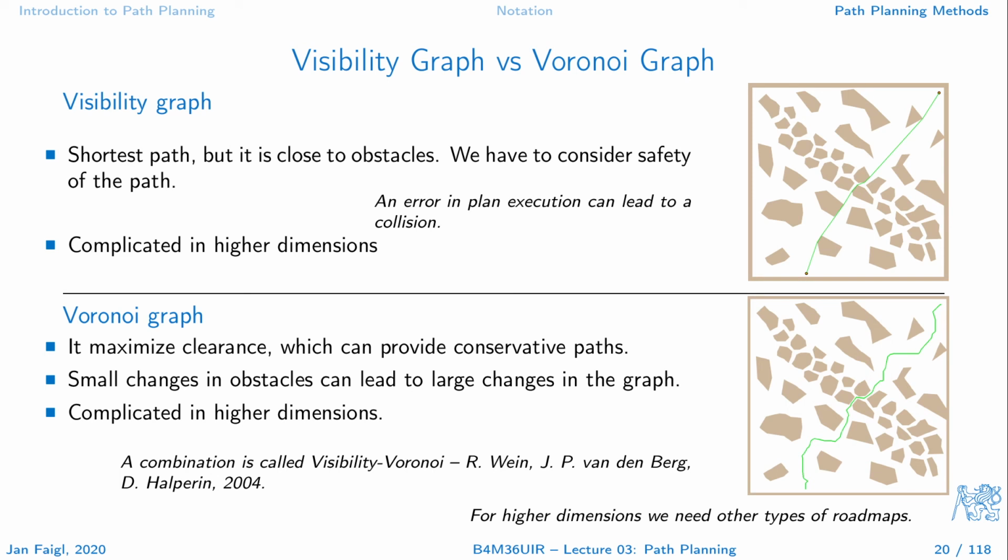And of course, the visibility graph and Voronoi graph can be combined, as has been done in 2004, visibility Voronoi. But for higher dimension, computing the visibility graph is very demanding. The Voronoi graph can be done depending on the map representation. For example, for spheres, it's relatively straightforward. But for high dimension, we basically need other types of road maps.